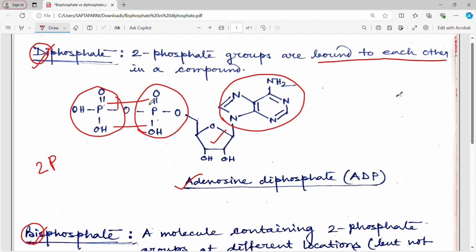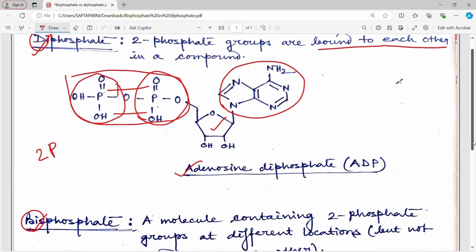So this kind of compound where two phosphate groups are bound with each other, and when they bind with the other part of the compound, that kind of compound is known as diphosphate. So it is adenosine diphosphate. When there are three phosphate groups, we call it adenosine triphosphate, and if there is a single phosphate group, we call it adenosine monophosphate or AMP.